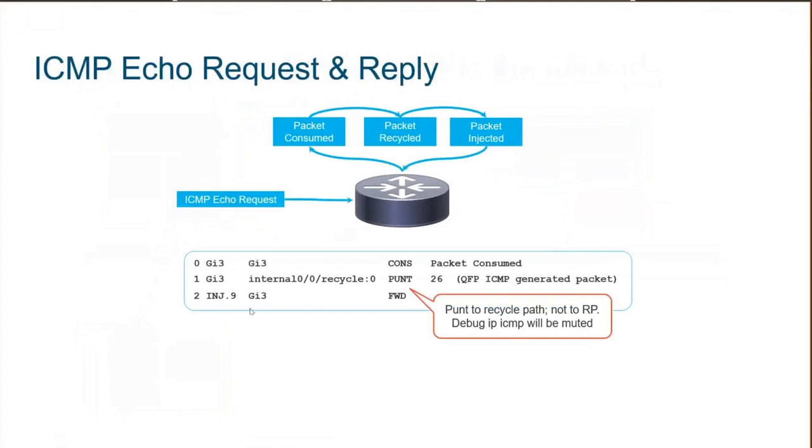So if you see this one, we receive an ICMP echo request that is destined to the router. The packet is consumed because the packet is destined to the router, and then it will be recycled to be processed again. Then it will be forwarded out of the device. So this is how the ICMP echo request reply works.